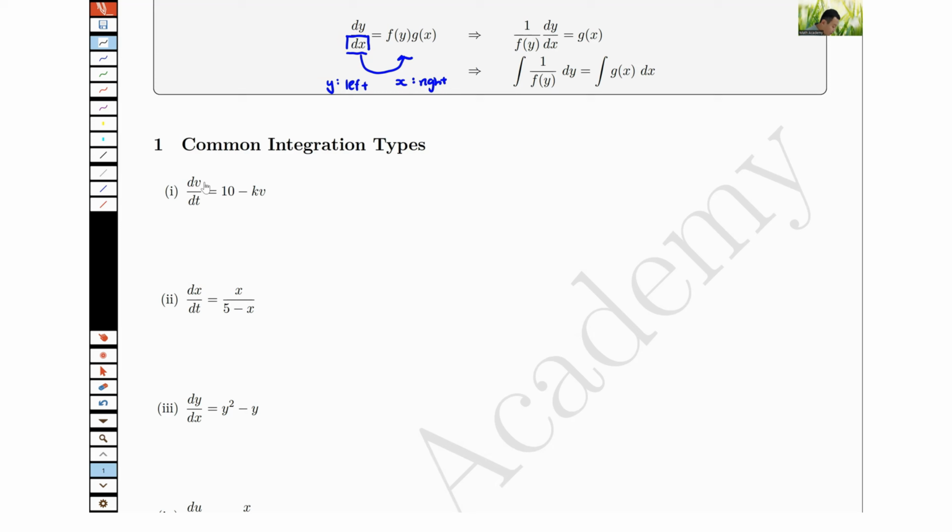For this, t, we shift to the right. Anything in the bottom, let's shift right. So all the v is shifted to the left. You treat this like a factor. If there's a plus, treat the whole thing together as one term. You are going to divide the whole term over. So 1 over 10 minus kv dv on the left. The right-hand side will now be a 1 dt. And we integrate both sides of the equation.